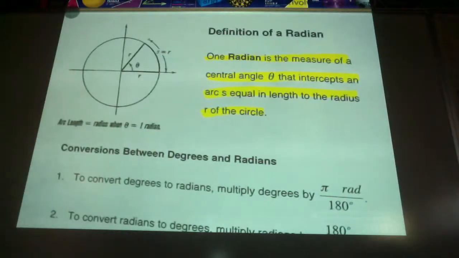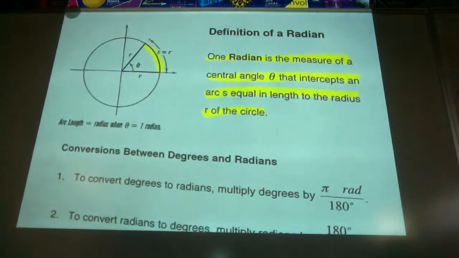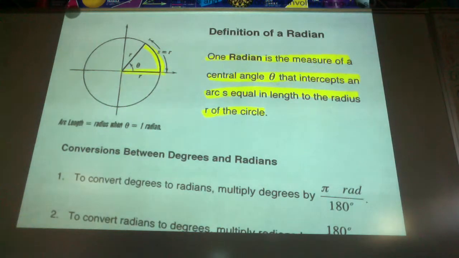Let's go in there closer. All of this is saying is the arc that central angle intersects, and you learned how to find the measure of that arc in geometry, so geometry is going to get pulled in here as well, needs to be the same length as the radius of that central angle. If the radius and the arc length are the same, that is equal to 1 radian.